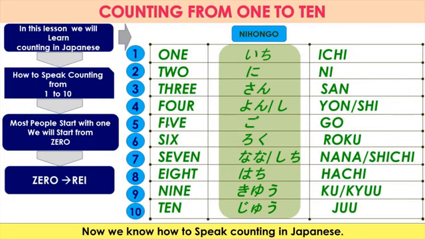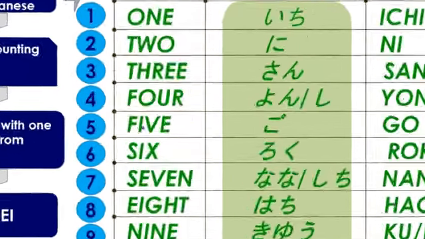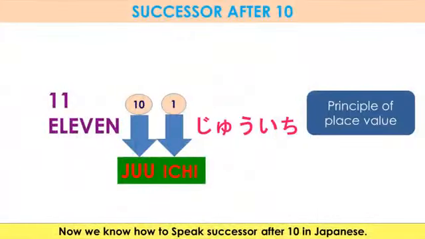Now we will learn how to count after 10, and the same pattern will be followed up to 19. In this pattern we can use two methods. One method is the splitting method, where we split the number into two. Like 11 is 10 plus 1. Now we have two numbers, 10 and 1. Ichi is for 1 and Ju is for 10. So that will be Ju Ichi.